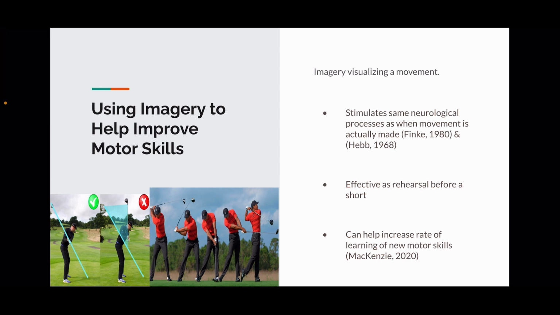Imagery can help increase the rate of learning new motor skills. So using imagery, making it effective, can help you create new skills because you're visualizing what you want your body to do. You're repeating a body movement. So in the picture at the bottom, you have Tiger Woods. You can see his swing, and with the technology nowadays in golf, you're able to have videos and photos, and it's easy to have that in front of you, so you're able to visualize what you should be doing or what you want to improve on.